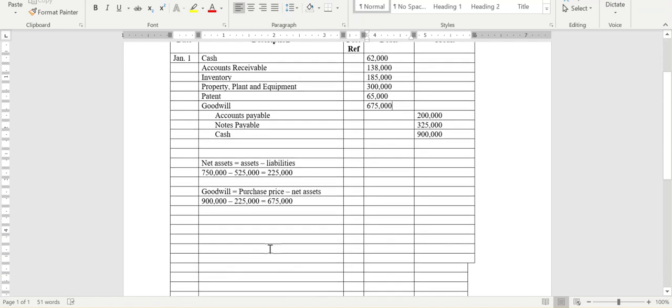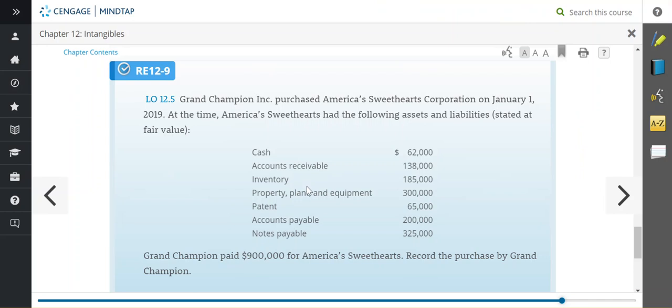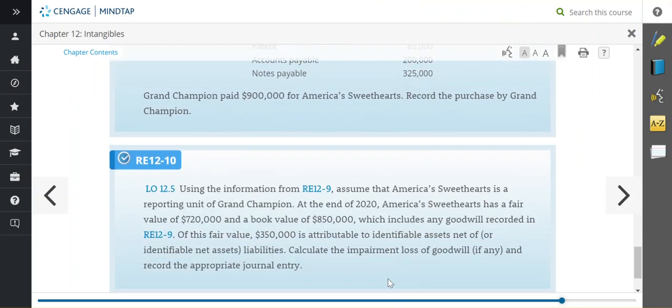So now we're going to look at review exercise 12-10, dealing with this information and talking about impairment. So it says, assume that America's Sweethearts is a reporting unit of Grand Champion, and at the end of 2020, America's Sweethearts has a fair value of $720,000 and a book value of $850,000, which includes any goodwill recorded in review exercise 12-9. Of this fair value, $350,000 is attributable to identifiable net assets, net of liabilities.